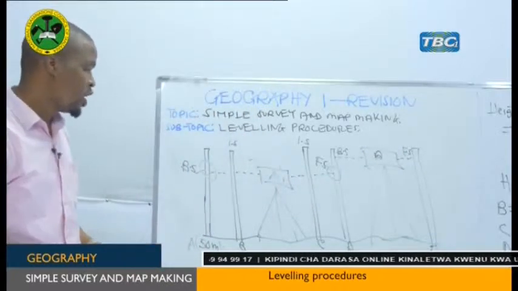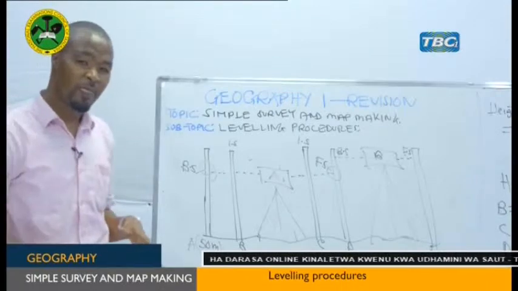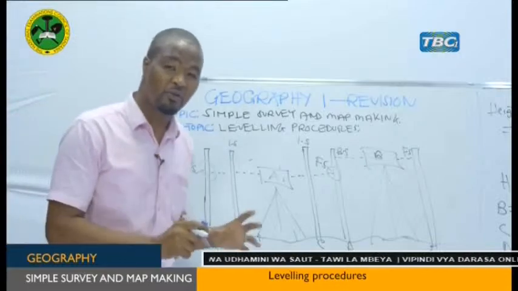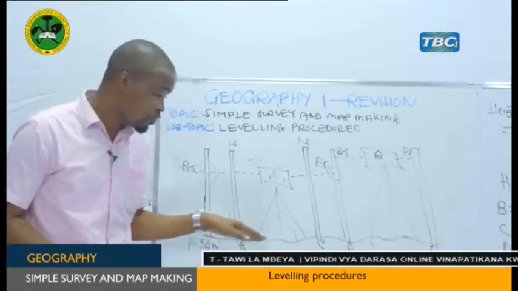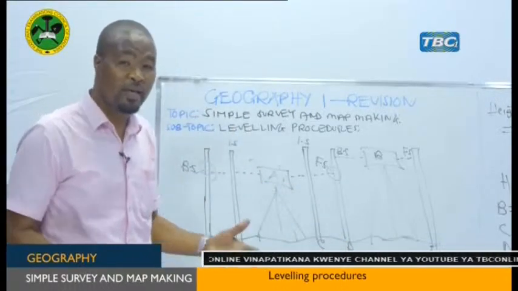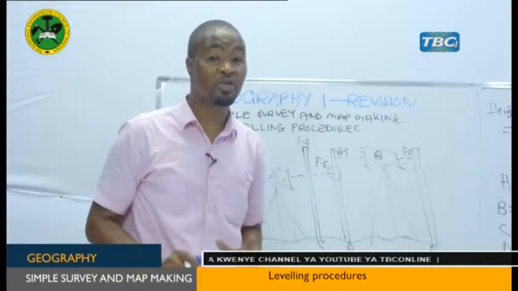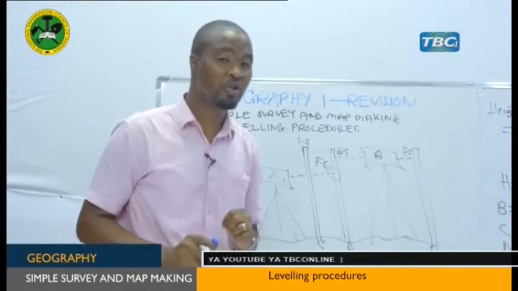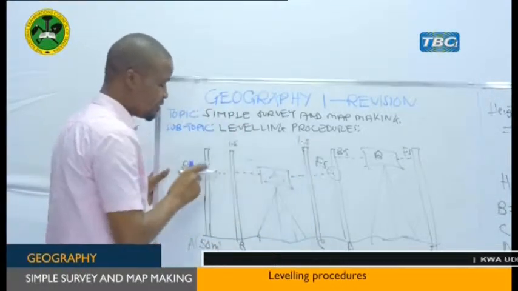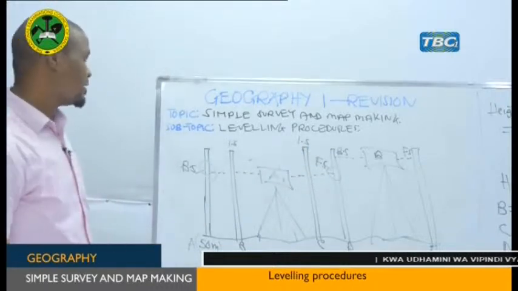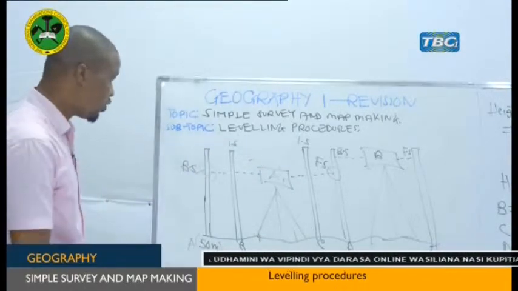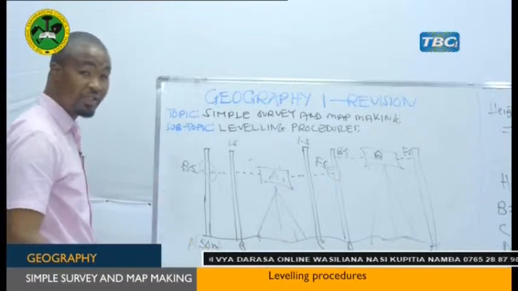Are we together? Because what I want to explain is, sometimes you may be asked, listen to me very carefully, you may be given a question where you are asked to find the reduced level, meaning the rise and fall between point B up to E, and they may ask you to make what you call the leveling booking sheet. So in making the leveling booking sheet, we have to make sure that we include the backsights, the foresights, as well as the intermediate sights readings. So it's very important to know all of this.